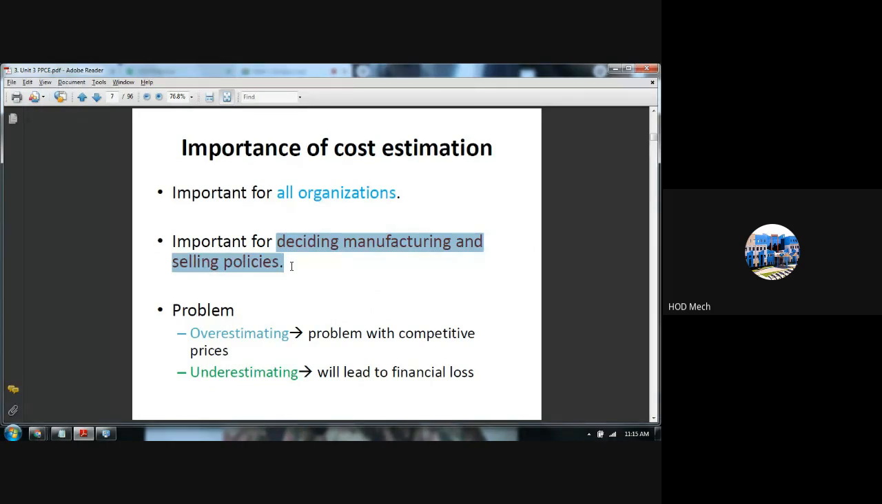Now in cost estimation there are two problems. Right? Two problems always come. One is overestimating, another one is underestimating. For example, if I come again to the example of your parents trying to build a home for you when you are at the verge of your marriage. Let us take an example.